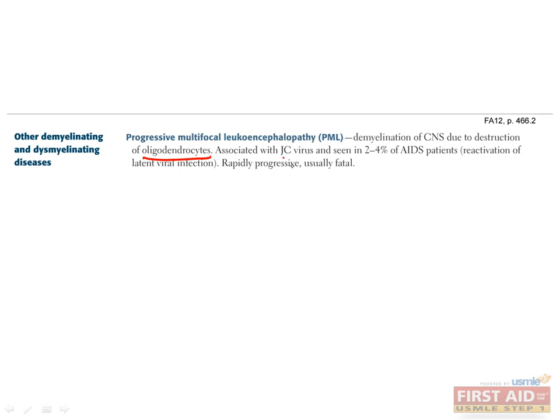Now, JC virus is almost ubiquitously found in the population, but it stays latent until reactivation, which mainly occurs in immunocompromised patients such as those with AIDS or transplant recipients. These patients will then present with altered mental status, aphasia, ataxia, hemiparesis or hemiplegia, and visual field disturbances. This would depend, of course, on which areas of the cortex are affected.